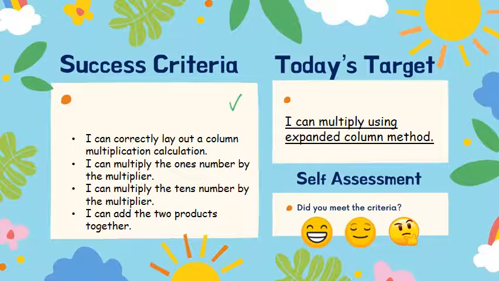Hopefully, with every calculation you've completed, they have continued to get easier, despite the fact that the numbers have got larger. So let's check in and think about what emoji you're going to put at the bottom of your page. I can multiply using expanded column method. Have you correctly laid out your calculation so that your ones are lined up underneath each other? Have you multiplied the ones number first by the multiplier? Have you then multiplied the tens number by the multiplier? Have you then added those 2 products together? Hopefully you can all give yourselves a super smiley emoji.